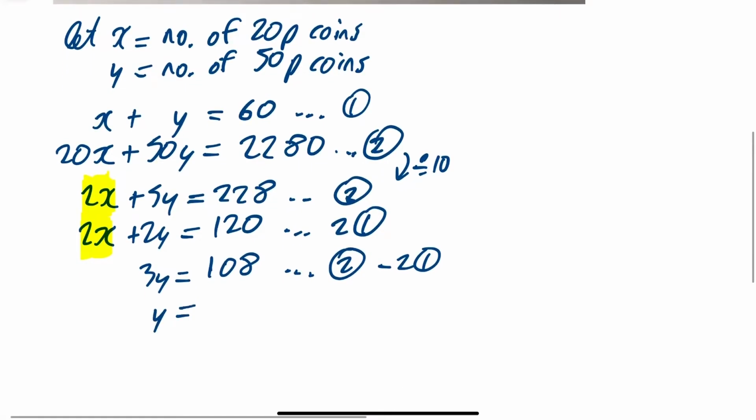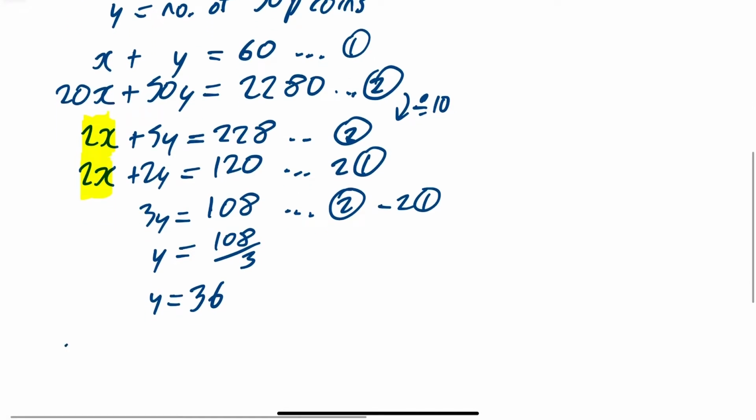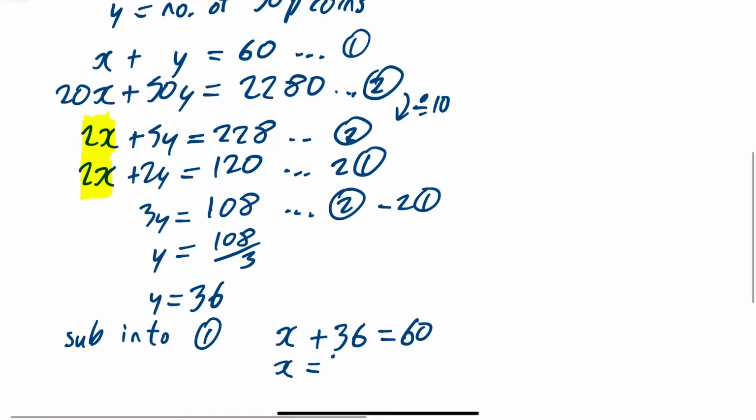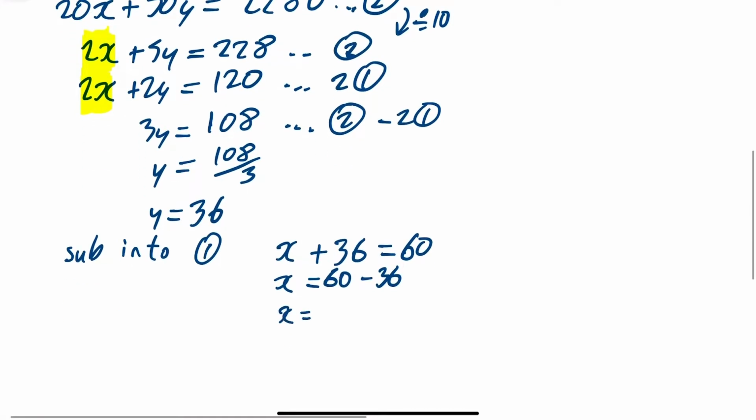Your y then is equal to 108 divided by 3. And you can do it on your calculator if you need to. It's a calculator exam. 108 divided by 3 is going to be 36. So y is equal to 36. And then to get your x, just sub that back into equation 1. So remember, your equation 1 was x plus y. Instead of writing y, write 36, is equal to 60, which means x is equal to 60 minus 36, which is going to be 24.